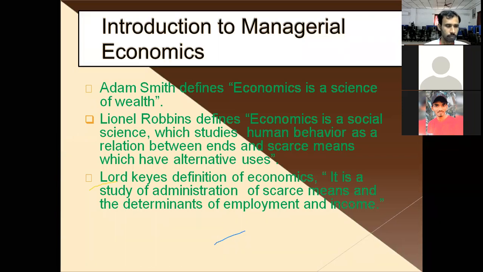For a simple note, economics is nothing but this: we have unlimited wants, and we use a limited amount of money or limited resources to gain maximum satisfaction.